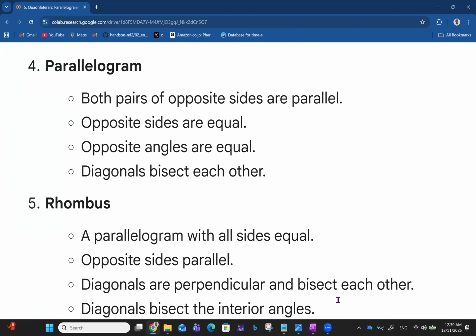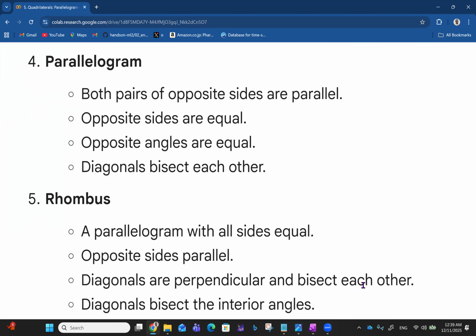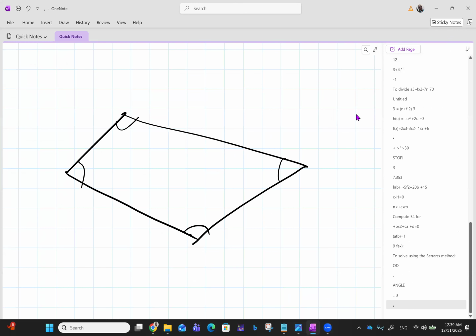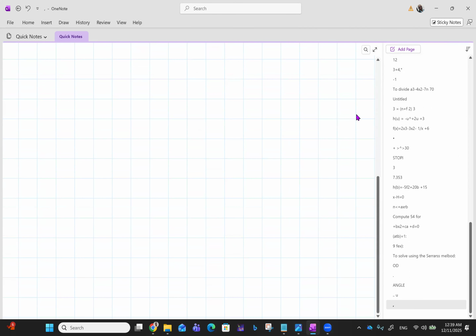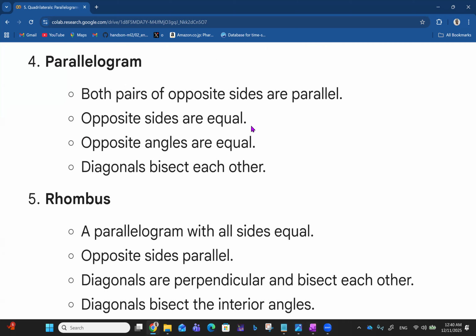The idea of a parallelogram is that both pairs of opposite sides are parallel. When we talked about the rectangle, it was said that a rectangle is a parallelogram because the opposite sides are parallel. Then opposite sides are also equal. That is also true for a rectangle. Then opposite angles are equal. This is also true for a rectangle, except that in a rectangle all the angles are equal, not just opposite angles. That's one slight difference between a parallelogram and a rectangle. And then the diagonals bisect each other.